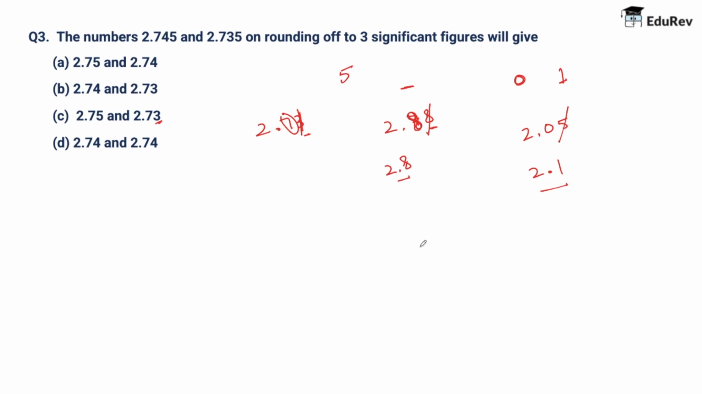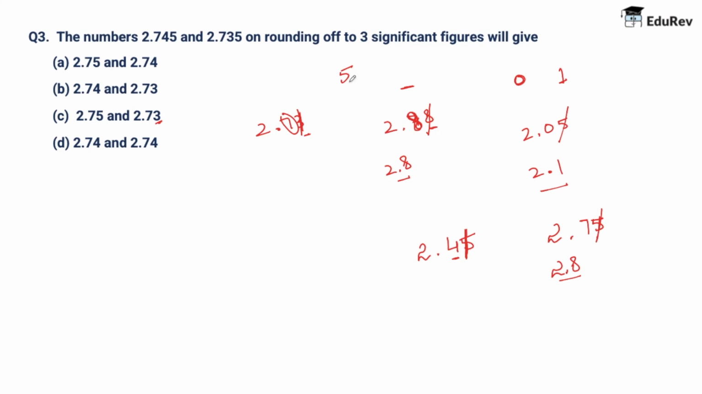That is, 2.45. Now if I'm dropping 5, the preceding digit is even, so it will be left unchanged. But if it's odd, then it will be raised by 1. That is, 2.75, so it will be raised by 1. Perfect. Now let's see what this question says.